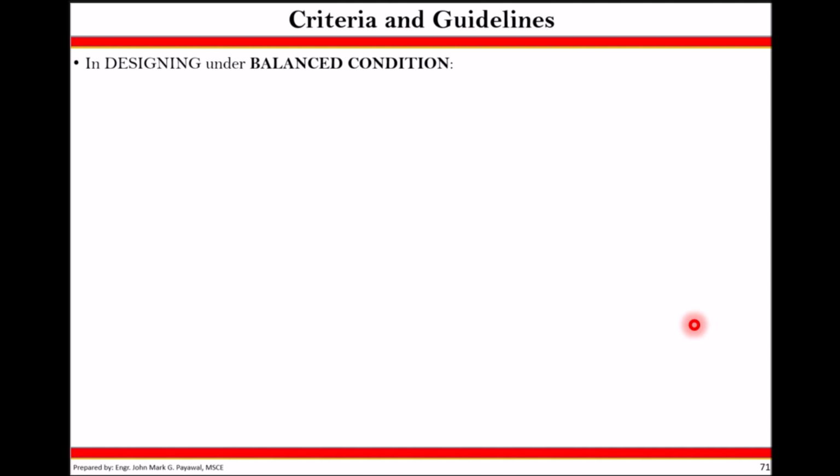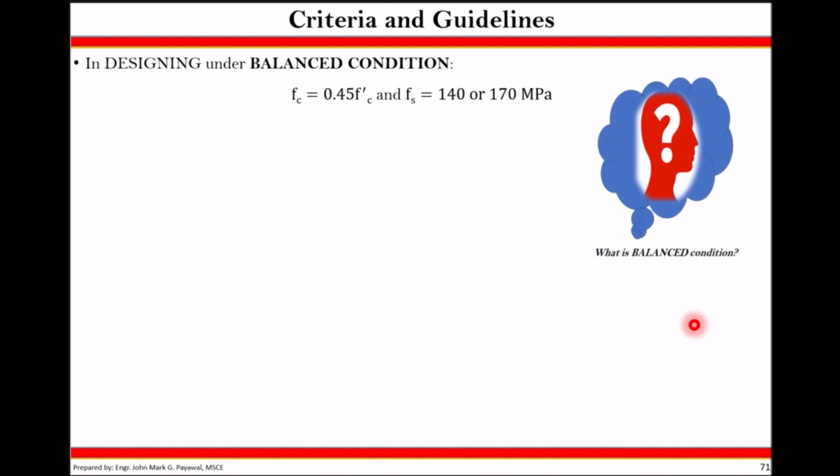In designing under balanced condition, what we do is fc is equal to 0.45 f'c, and fs should be either 140 or 170. So we set these conditions in designing your balanced condition. In the future, there will be three types of design. One is balanced, number 2 is over reinforced, and number 3 is under reinforced. But mostly, the one that we recommend in actual construction would be your balanced condition or your under reinforced condition. So going back, what is balanced condition?